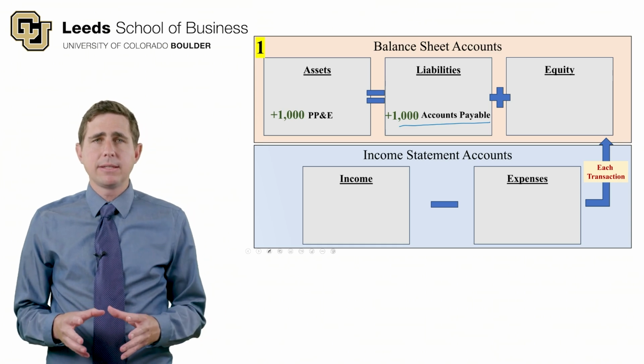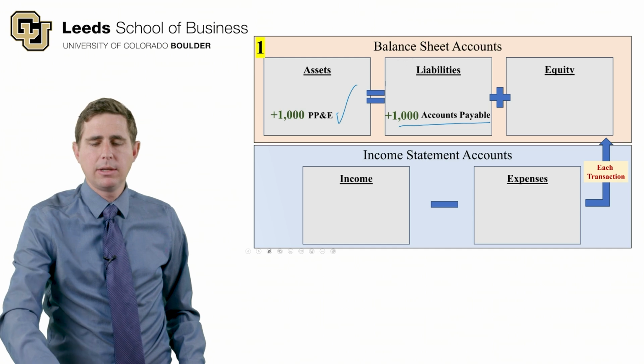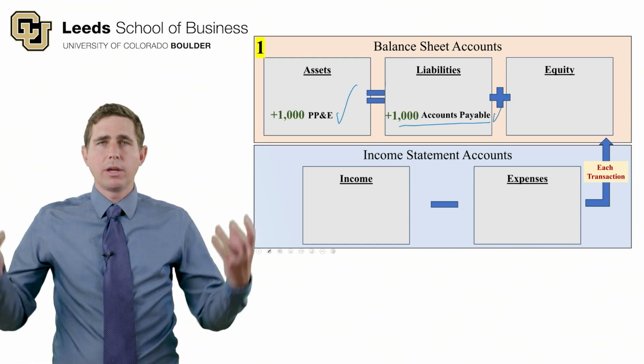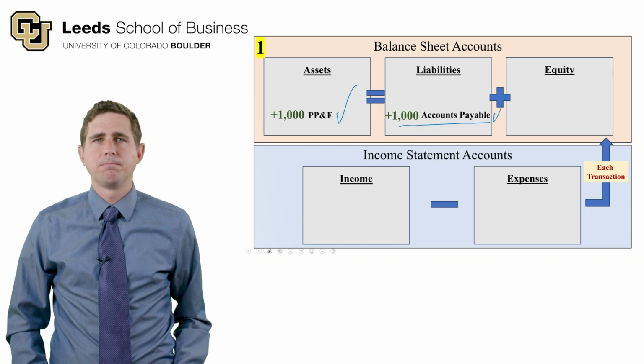Now that we've done this, is our balance sheet in balance? Yeah, we've increased assets by 1,000 and liabilities by 1,000. So we've increased both sides of the equal sign, and our balance sheet is in balance.